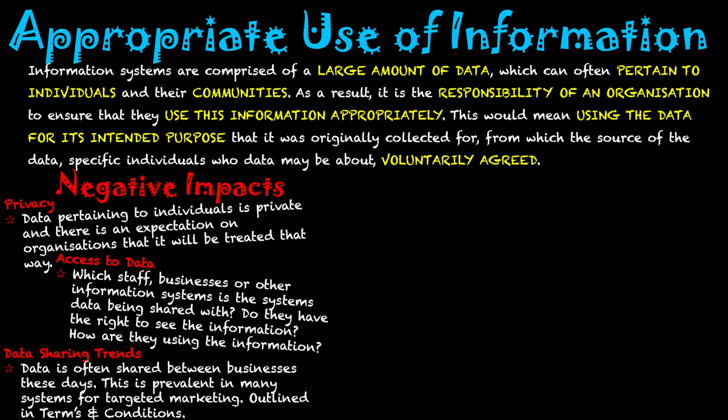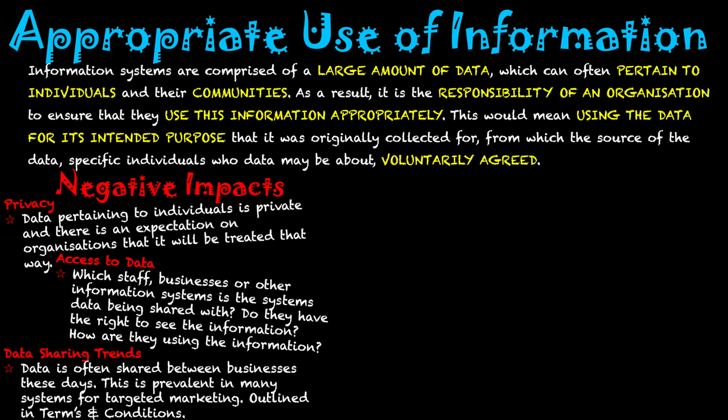And then finally is the data sharing trends. Now, data is often shared between businesses these days. This is prevalent in many systems for targeted marketing, and it's usually outlined in their terms and conditions. So this is where we as individuals who do submit our data to many systems need to be careful because the data we give can be used and shared with other systems. And this is legal and it is agreed upon because we often sign off on the terms and conditions of systems we sign up to without actually reading the terms and conditions.